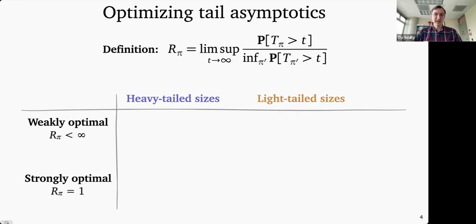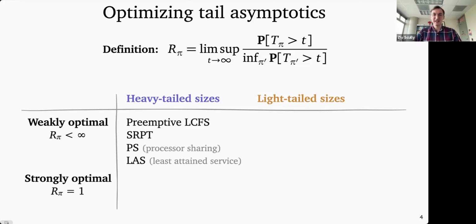Okay, so what policies are weakly optimal in the heavy-tailed setting? Well, there's actually a lot. Here's an incomplete list: things like preemptive last-come-first-served, SRPT, previously appearing in this talk, also processor sharing, least attained service, and some other classics. These are all known to be weakly optimal.